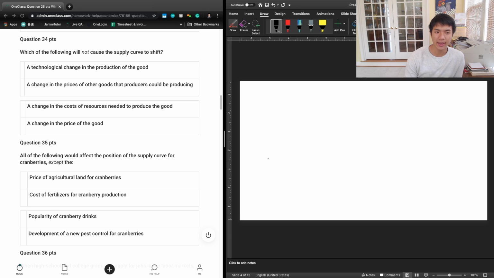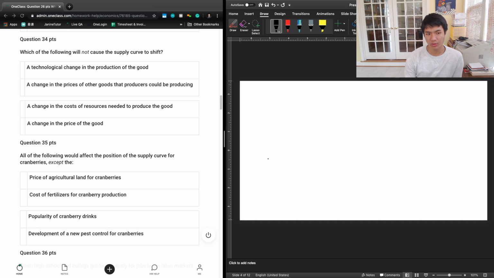So A says technological change in the production of the good. And we know that change in technology is going to be a determinant of supply, in that if you are able to leverage technology to be more efficient in your production, then you're going to be able to produce more of a good at every price level. So that's definitely a yes, that is a determinant of supply, so it's not going to be one of the answer choices that we're looking at.